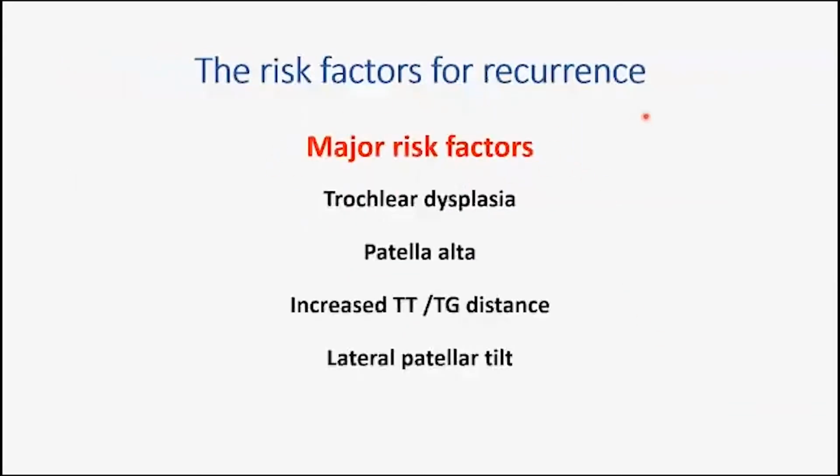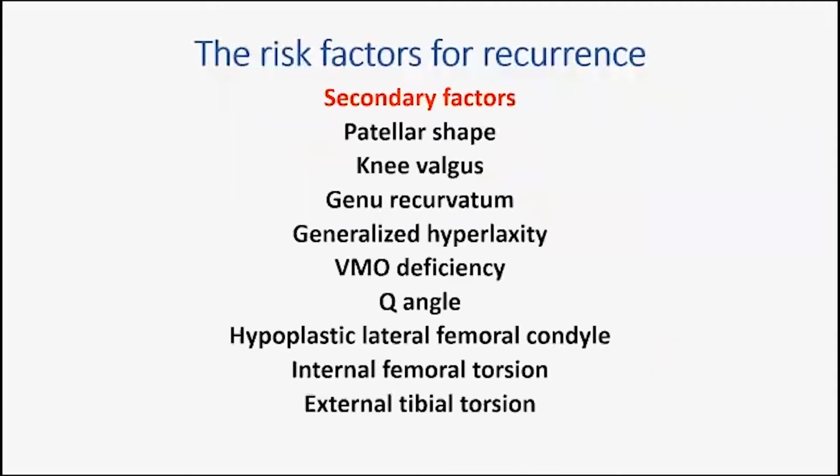We have major risk factors, which are highly associated with recurrence: trochlear dysplasia, patella alta, and increased TTTG distance, which means lateralization of the tibial tuberosity, and lateral patellar tilt. The other risk factors for recurrence are less important and include knee valgus, genu recurvatum, generalized hyperlaxity, wide Q angle, and many other things that count toward recurrence. However, they are less important than the major ones.